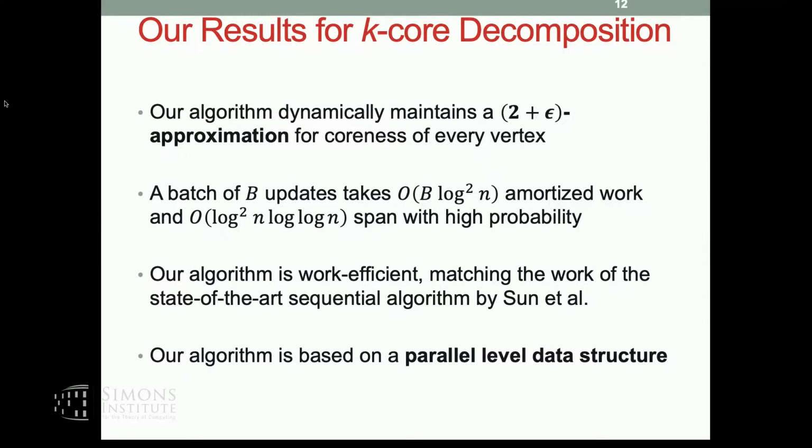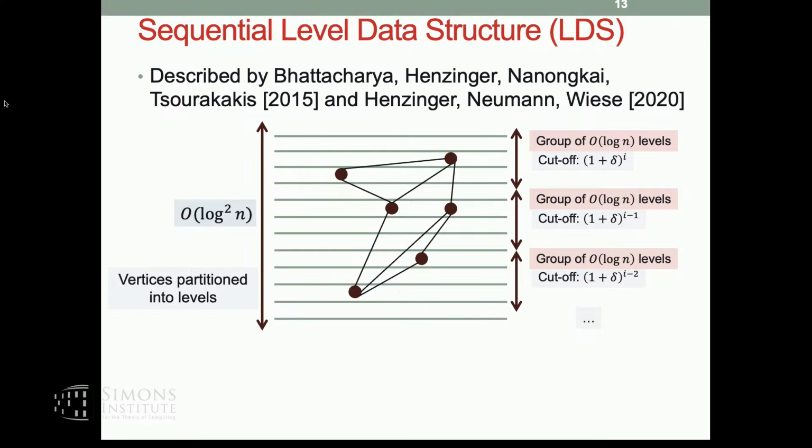Okay. Our algorithm is based on a parallel level data structure, which I'm going to spend some time talking about. But before I do that, I want to mention the sequential level data structure, which I'll abbreviate as LDS. This sequential level data structure was described in previous work by Bhattacharya, Henzinger, Nanongkai, and Tsourakakis, and then also in another paper by Henzinger, Neumann, and Weiss. In this data structure, the vertices are partitioned into order log squared n different levels. These levels are further grouped into groups of order log n levels each.